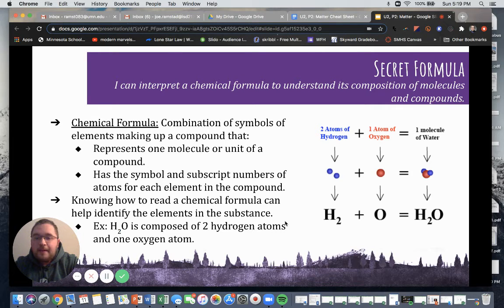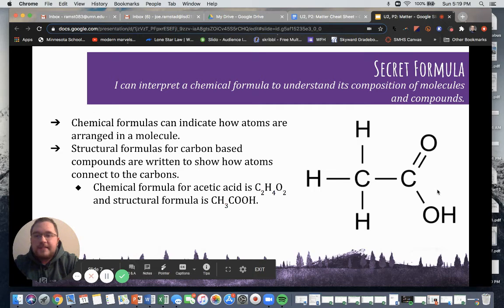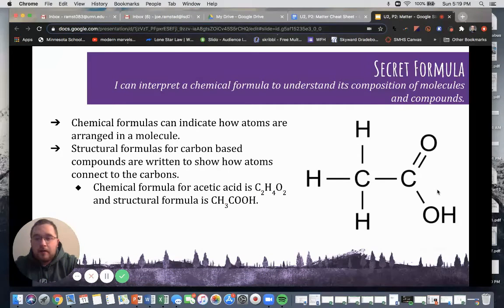But knowing how to read a chemical formula helps identify the elements that are in a substance. Okay? So H2O, like our example over here. Chemical formulas indicate how atoms are arranged within a molecule as well. Structural formulas for carbon-based compounds are written to show how atoms connect to the carbons. So the chemical formula for acetic acid is C2H4O2.